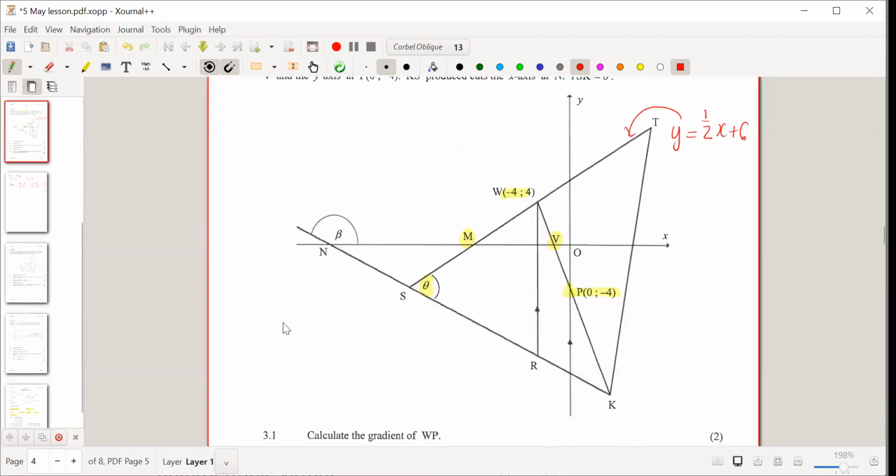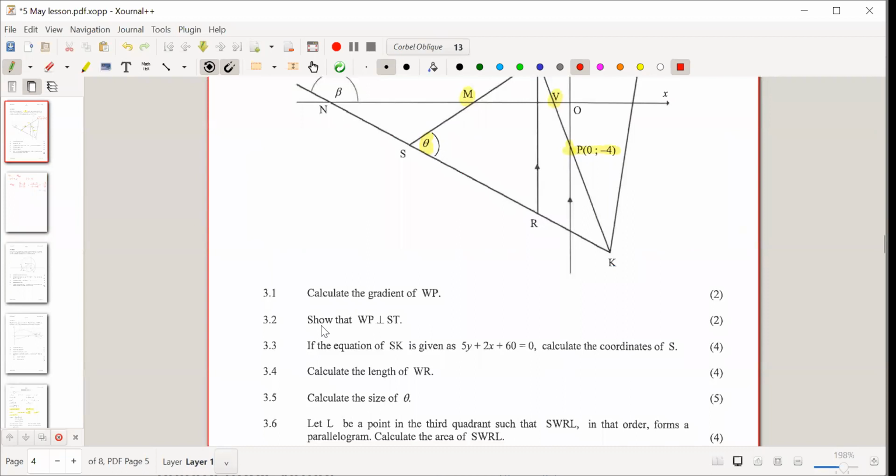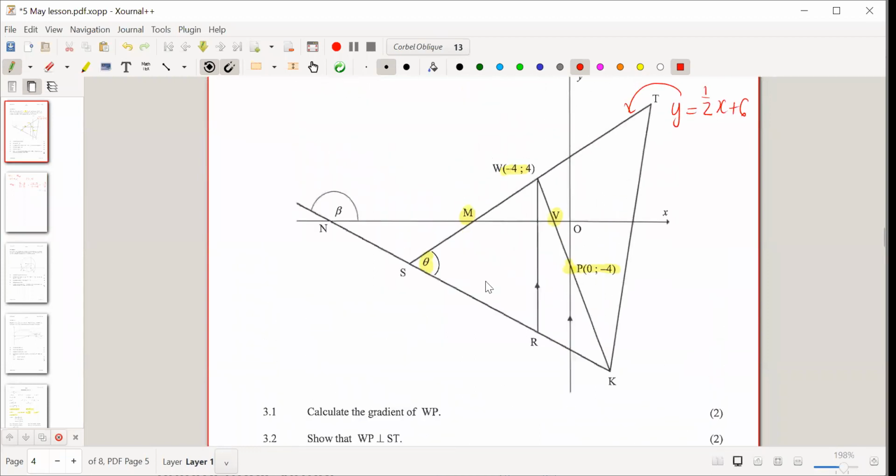Okay, let's go back to the question. Show that WP is perpendicular to ST. Okay, so WP was this line segment. We just found the gradient of WP. And we want to show that it is perpendicular to ST. Do we know anything about ST? Yes, we do. What do we know? We know the equation of the line ST. It is given by y equals half x plus 6. So since we know this, what is the gradient of ST?